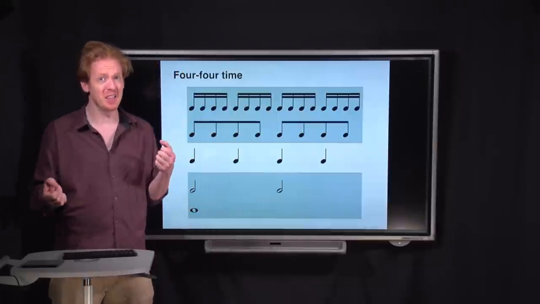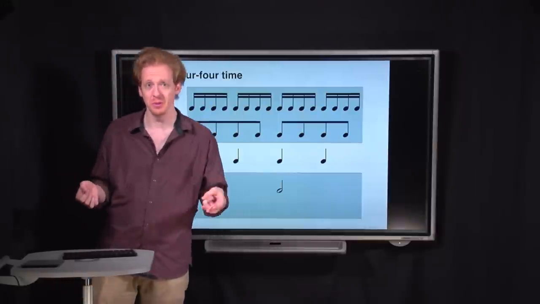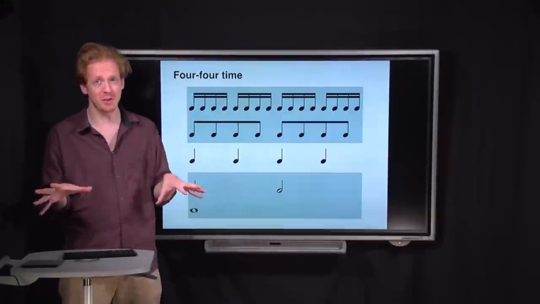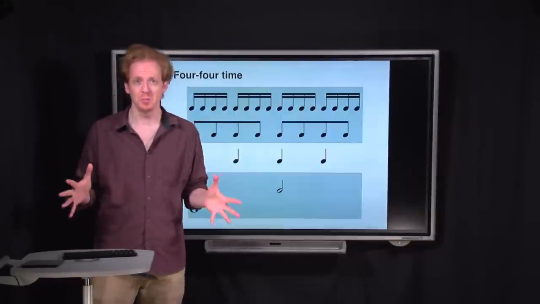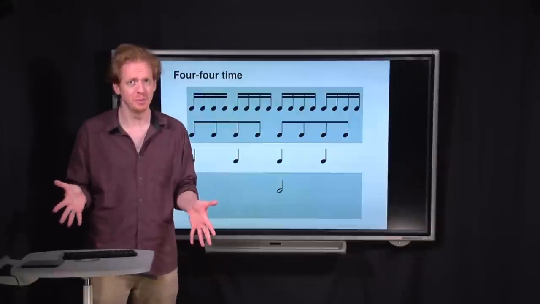You do occasionally see 3/4, which is 1, 2, 3, 1, 2, 3. And there are some other time signatures as well. For the most part, you don't care. 4/4 is the important one.